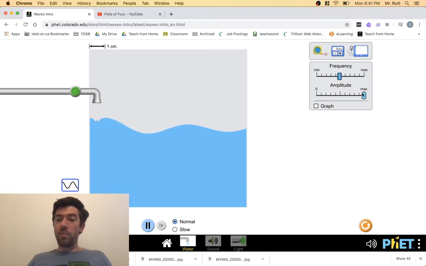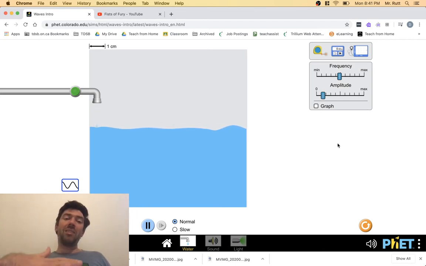And we can also see the amplitude. Right now we have a high amplitude. If I turn it down, we have a very low amplitude. So it's barely even a wave. It's almost like just gently rocking water. Nice for putting a baby to sleep, I guess. That's kind of morbid. All right.